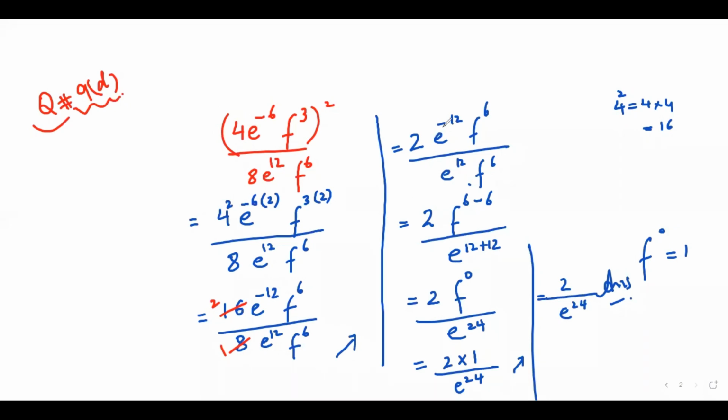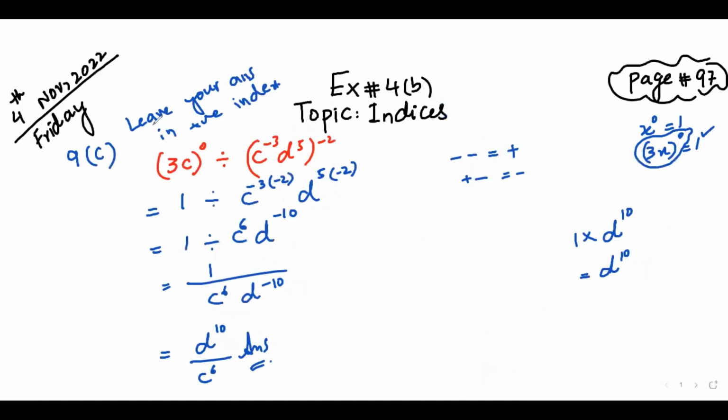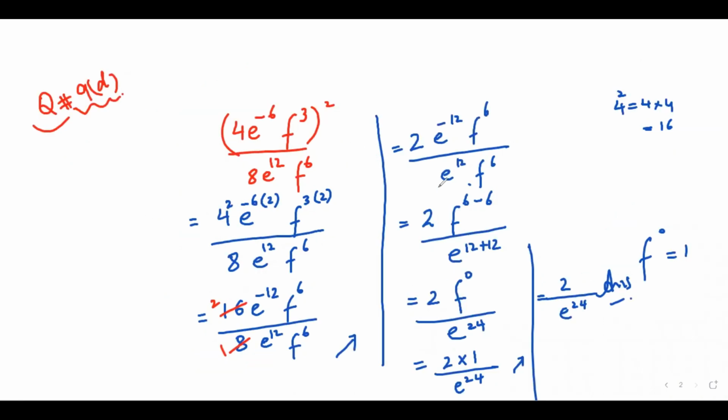So 2 e power minus 12 f 6 over e 12 and f 6. We know that this is the requirement of the question. It is written in the question to leave your answer in positive index. As we want to leave our answer with positive index, for that purpose, this is the negative power of e. When I shift it to the downside, it becomes positive. 6 you can take anywhere, upward or downward. It will remain the same because it has to be 0.